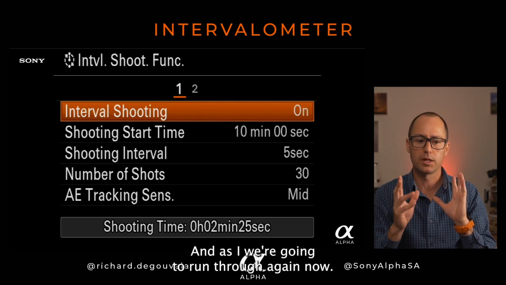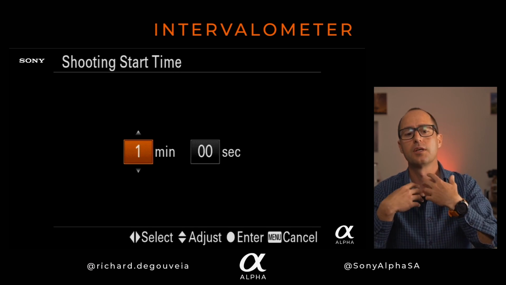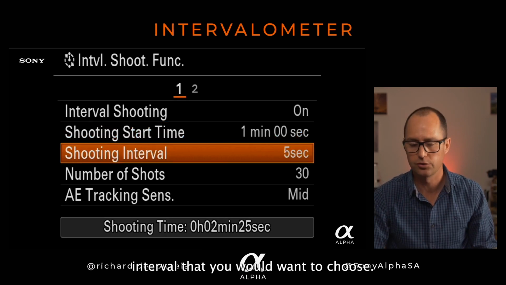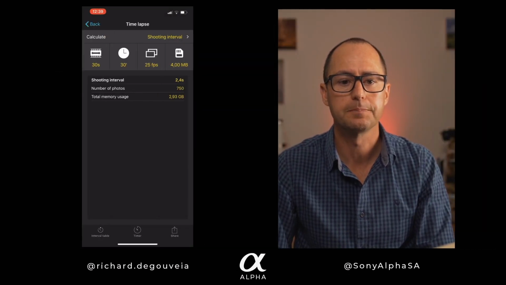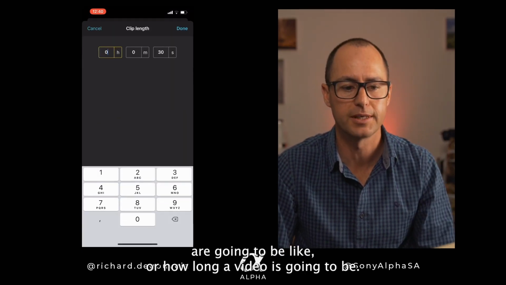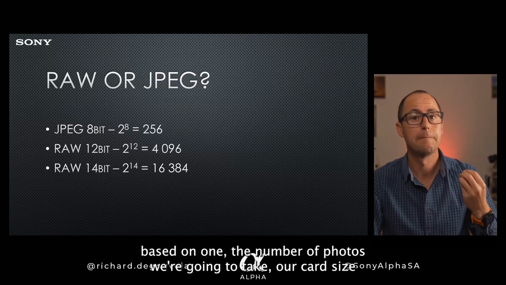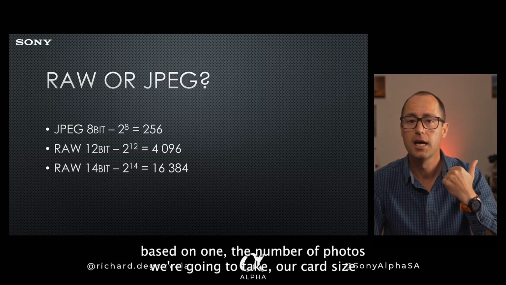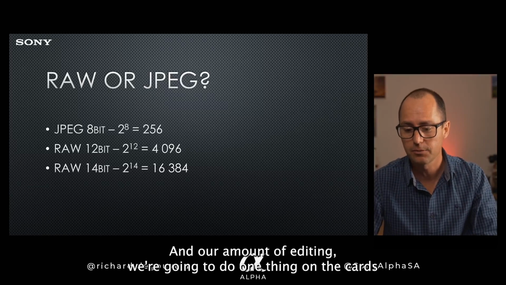We're going to run through this again now, but each situation will have a different interval that you would want to choose. We can use PhotoPills again to figure out the time-lapse, to see what settings we need to put in, what our intervals are going to be, or how long our video is going to be. We have to choose between shooting RAW or JPEG based on the number of photos we're going to take, our card size, and the amount of editing we're going to do.